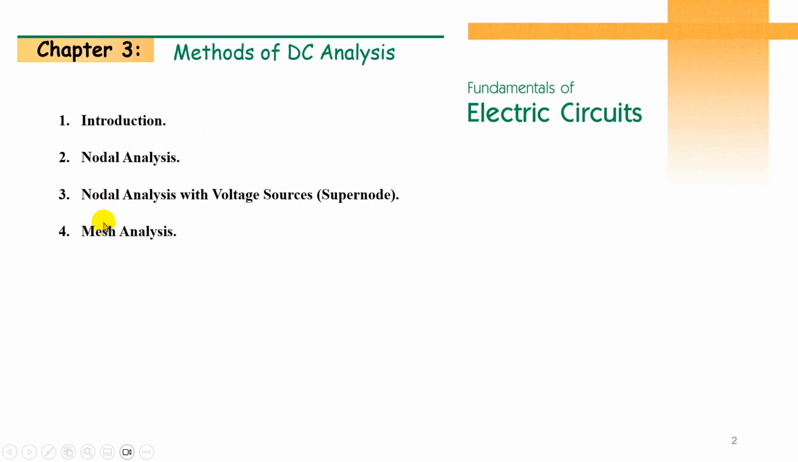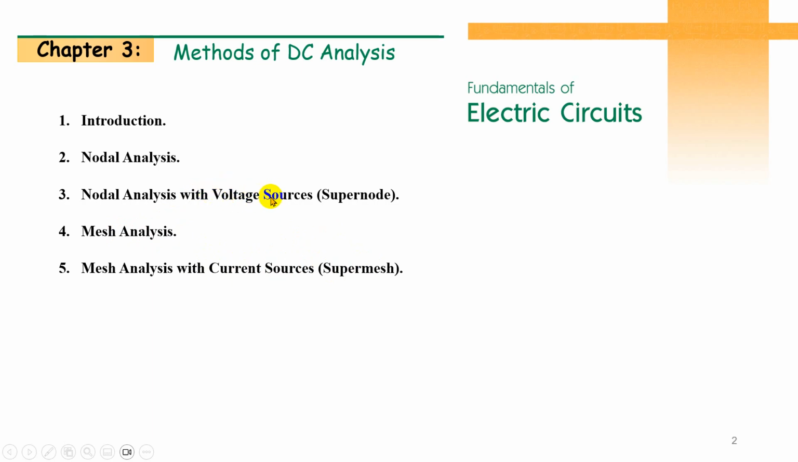Next, the second method, mesh analysis. Like node analysis, we have another method, mesh analysis. Here also, if we have a current source, not a voltage source, then it is called super mesh. Generally, mesh analysis has voltage sources, not current sources. So if we have current sources, it is called super mesh.